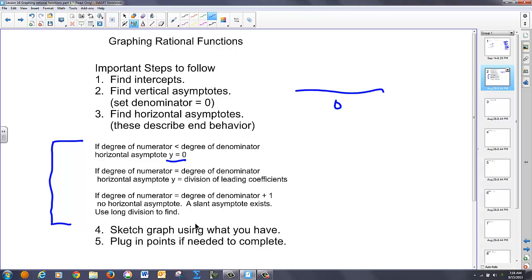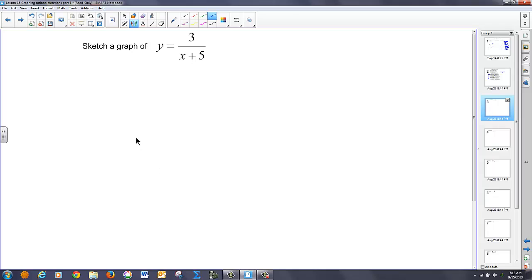Then we're going to sketch a graph using what we know, and if we need to, we'll plug in some points to complete the graph. So let's start out with a fairly simple example. In this case, find our x-intercepts. To find the x-intercept, set y equal to 0, and solve. Now in this case, it's a little tricky. We solve by multiplying the denominator through. We get 0 equals 3. That's not a true statement, so there are no x-intercepts in this. It's not necessarily tricky, it's just out of the ordinary.